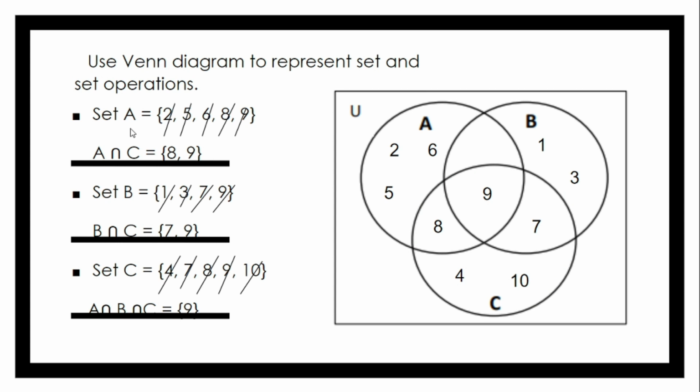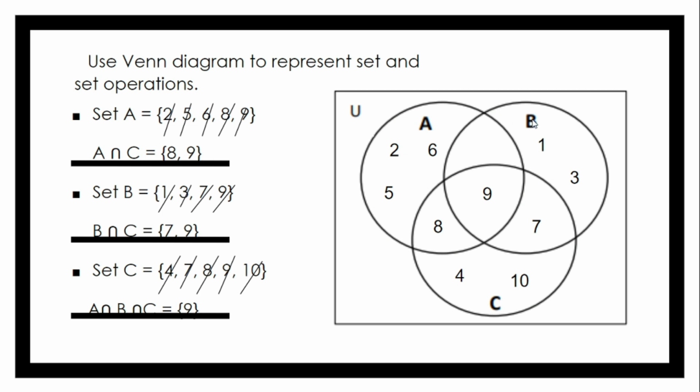So, ibig sabihin, natapos na natin lahat ng set and their operation. So, eto na yun. Again, intersection ng A, B, and C, we have 9. Intersection ng A and C, we have 8 and 9. And then we have intersection of B and C, we have 7 and 9. Okay? If I'm gonna ask, teacher, what is the intersection of A and C? 8 lang ba? No. Eto kasi si A. Eto si C. The intersection of A and C ay itong portion na to. So, still 8 and 9.